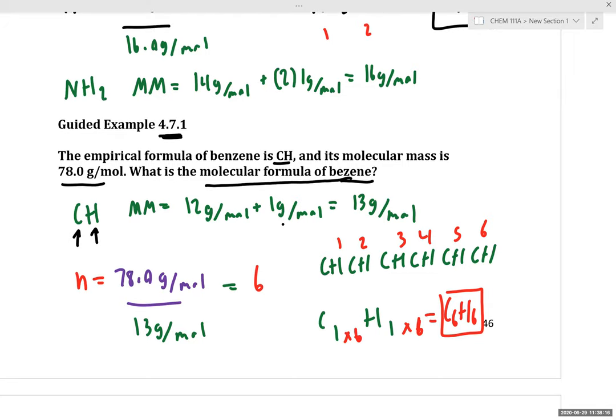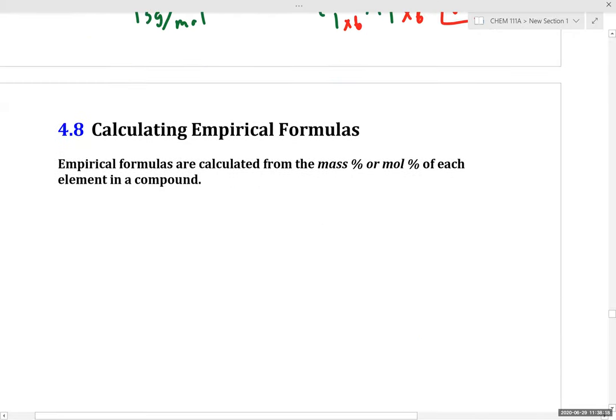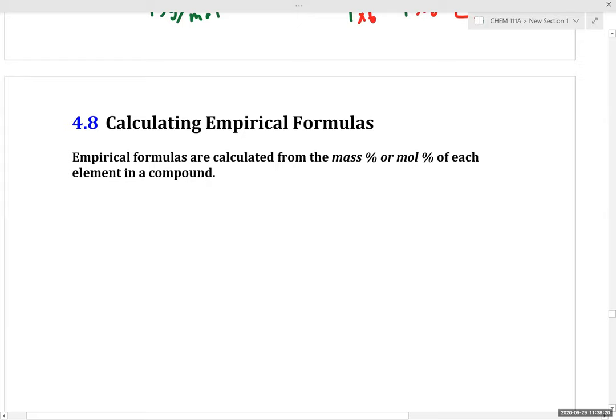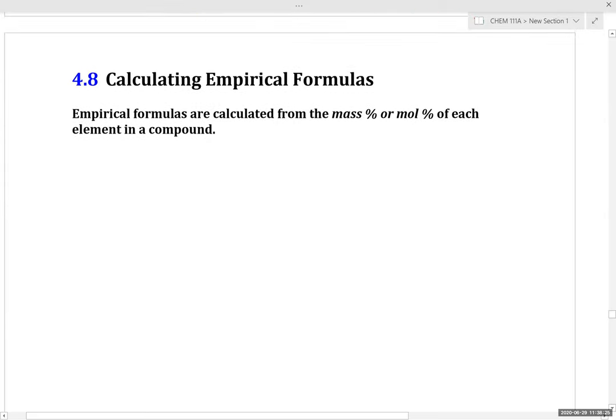Okay, so let's continue on. And now this is going to be a derivation. So this is going to show mathematically how we can calculate the empirical formula from the mass percent or mole percent of each element. Okay?